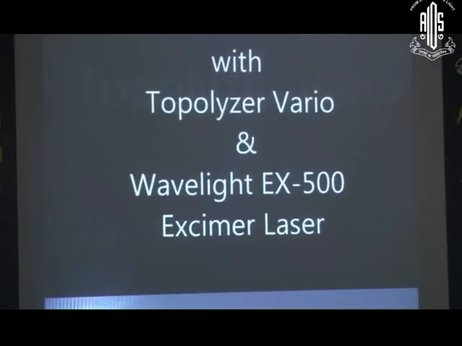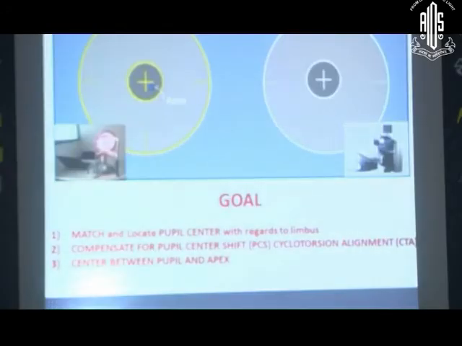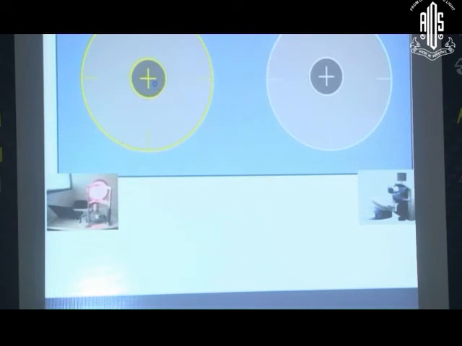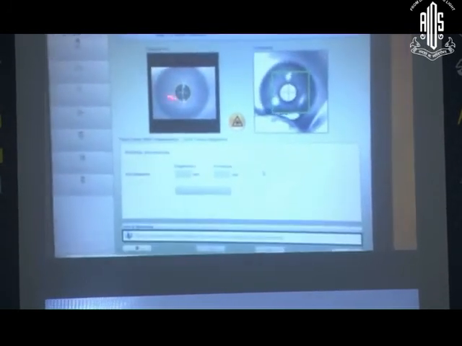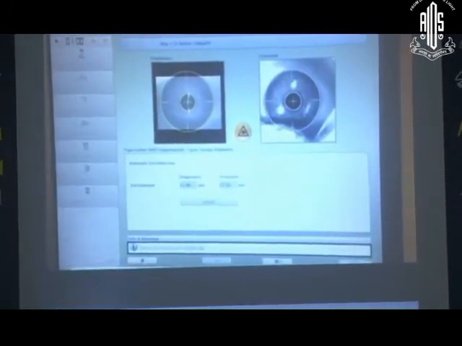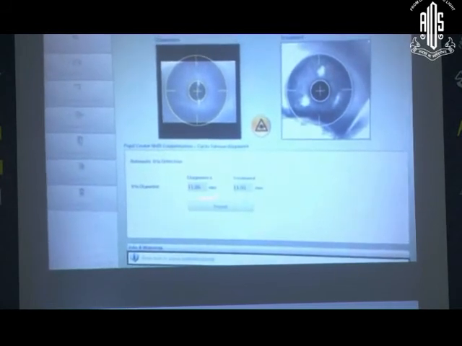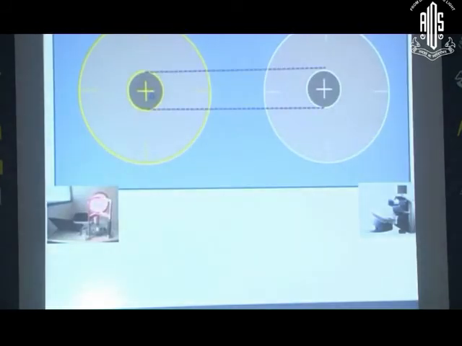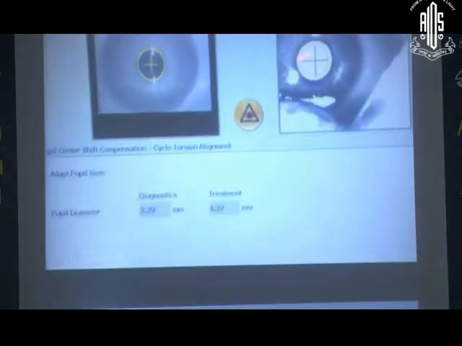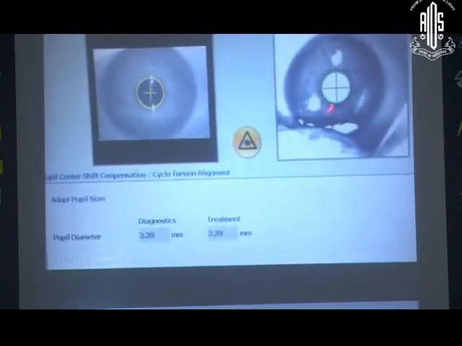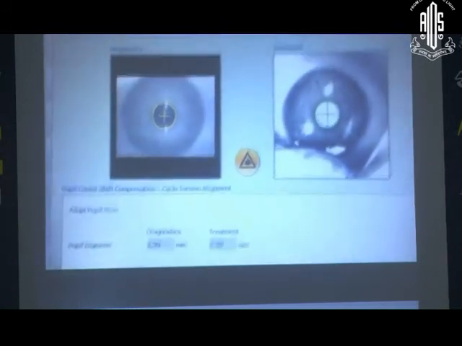So this is a small video of how this particular pupillary centroid shift compensation is achieved. The goal here is to initially match the entire iris diameter of the diagnostics versus what is seen on the excimer laser. So here is the picture which was on the diagnostics. This is the picture on the excimer laser. So the initial matching is established, that the diameter is common. This is followed by seeing that the pupillary size on diagnostics and the pupillary size under the excimer laser is matched. This is done by either decreasing or increasing the ambient light.